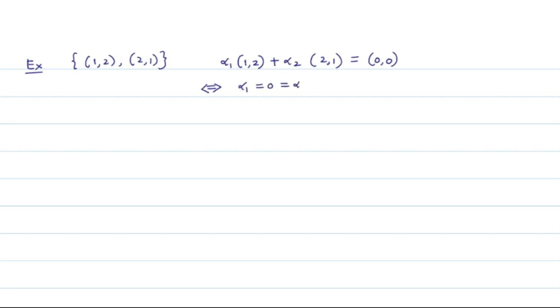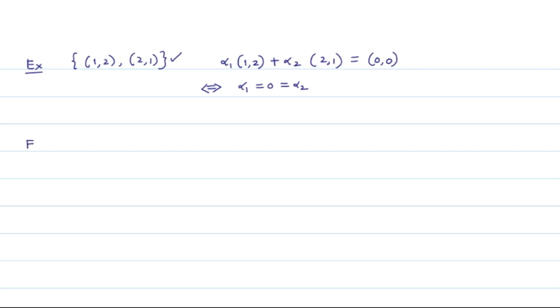Let us consider two vectors, let's suppose (1, 2) and (2, 1) from the R2 space. Let us check whether this set is linearly dependent or linearly independent. To check it, we consider the equation for linear dependence where alpha 1 and alpha 2 are real numbers. Let us check whether this equation has only the zero solution or some non-zero solution exists. We see that this equation is valid only if alpha 1 is equal to 0 and alpha 2 is equal to 0. Therefore, this set is linearly independent.